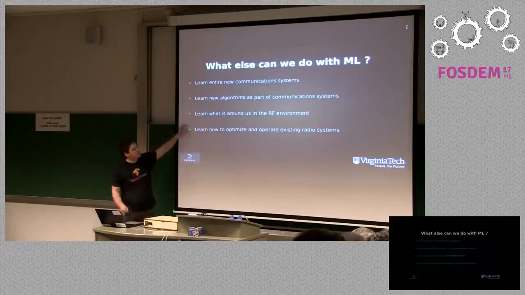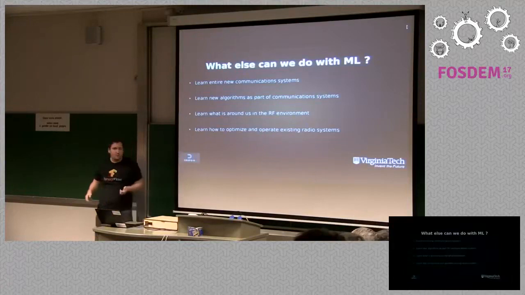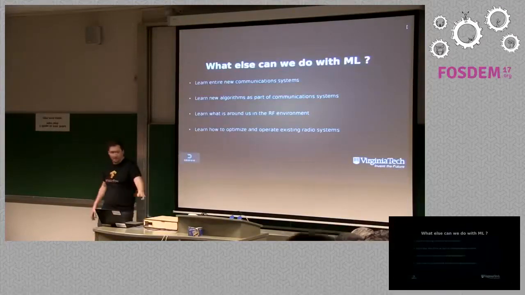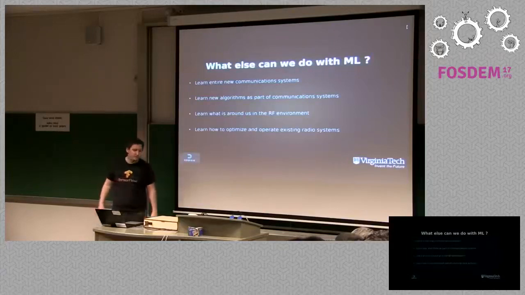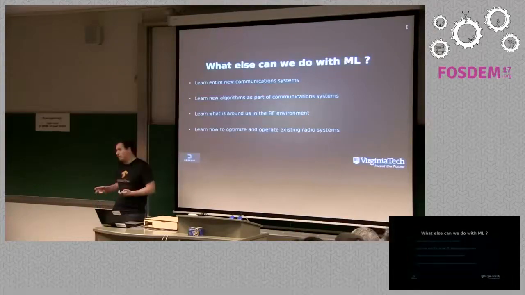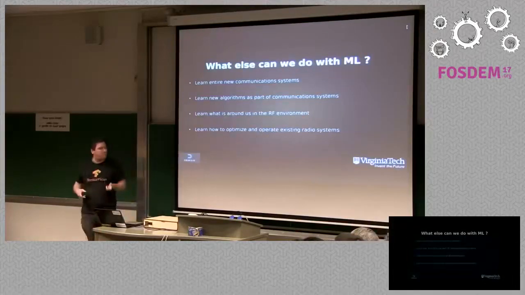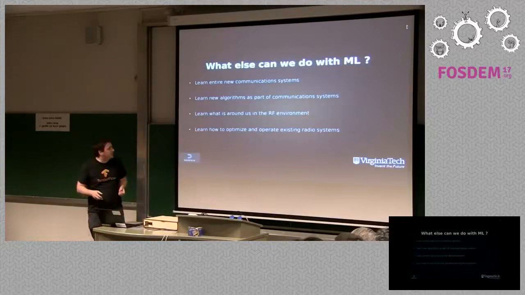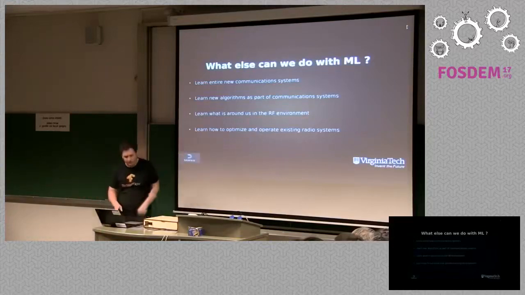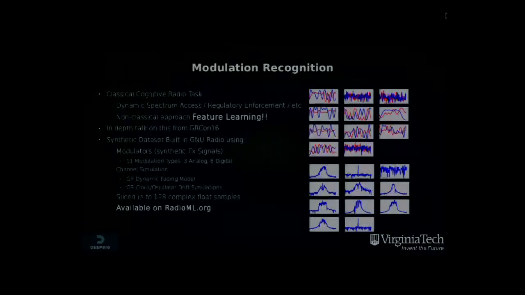And then in a sensing scenario, you may want to know what's around you in your interference environment, like Tom was talking about this morning, where you may have EMI emissions from your power supply or whatever. You may want your system to be aware of all these emitters around you when it makes decisions about setting up the communications link. And then just how to optimize existing systems. So these are some of the high-level goals, right?